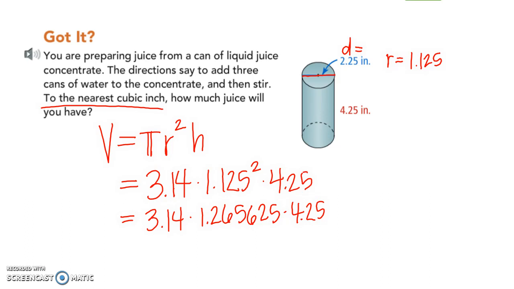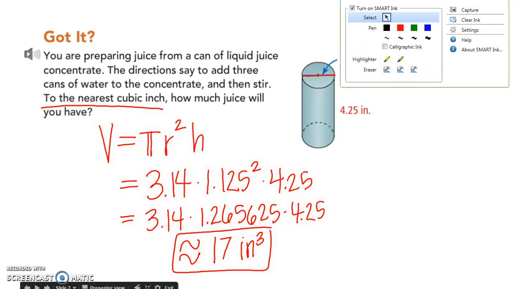And so rounded to the nearest cubic inch, I actually got 16.889 blah blah blah. I'm rounding to the nearest cubic inch. I get about 17 inches cubed. Okay? So that's how we find the volume of a cylinder.